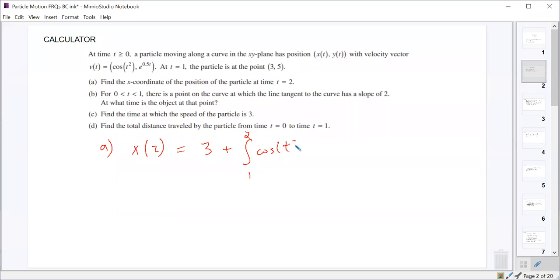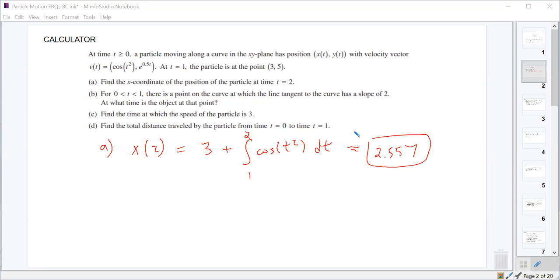in the x direction. So it ought to just be 3 plus the integral from 1 to 2 of cosine t squared. Remembering that the integral of your velocity vector tells you how much it displaces, right? Not the actual distance that it travels. And that came out to be 2.557. Easy enough there for part A.